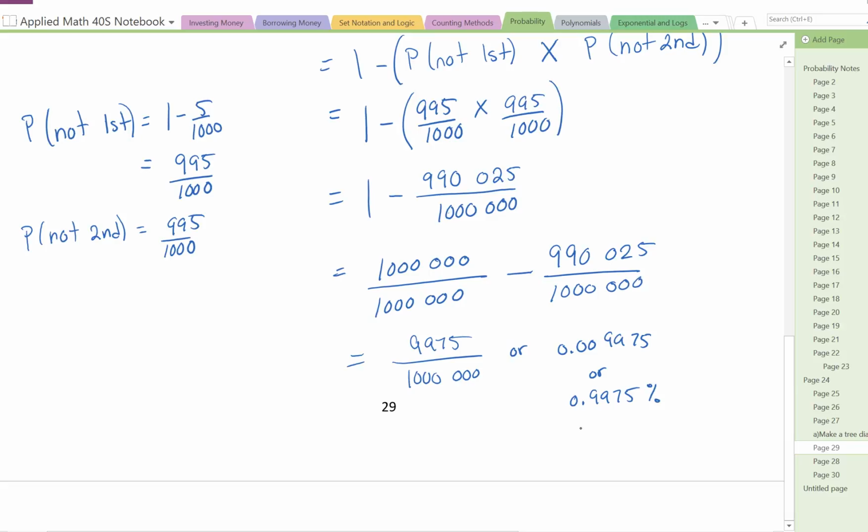So if you're looking at these prizes, and that's when there's only 1,000 tickets sold, buying 5 of them, that's a very, very low chance of winning, less than 1%.